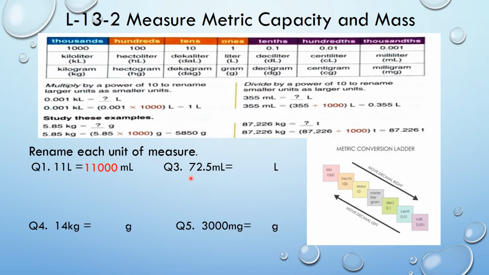Again 72.5 milliliter. Convert into the liter. That means you go up 1, 2, and 3 steps. Then you can see and this one left. Then you can move 1, 2 and 1 more 0. That means what is your answer?